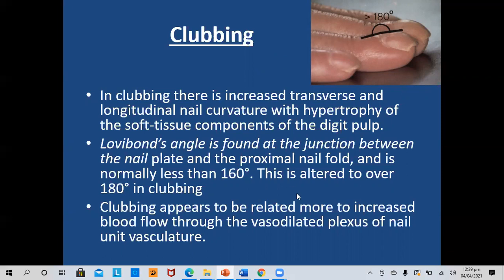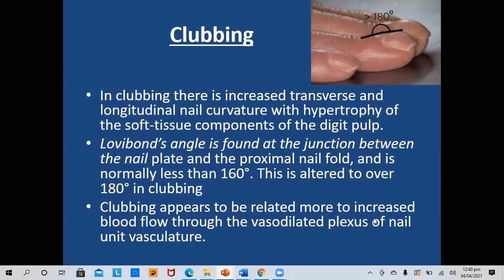The Lovibond angle, that is the angle at the junction between the nail plate and the proximal nail fold, is normally less than 160 degrees. This is altered to over 180 degrees in clubbing. Usually this angle is less than 160 degrees, but in clubbing, since the nail bulges, the angle becomes 180 or more.